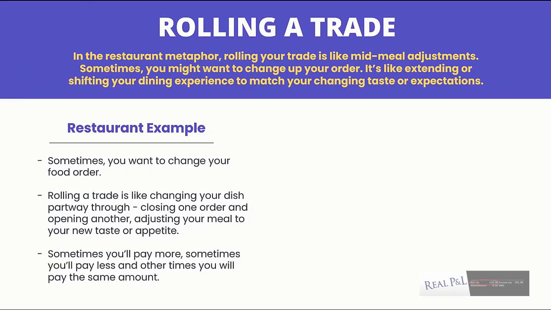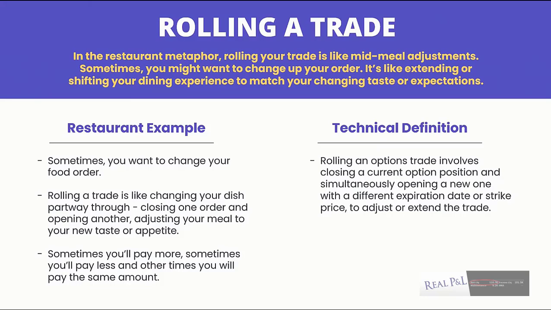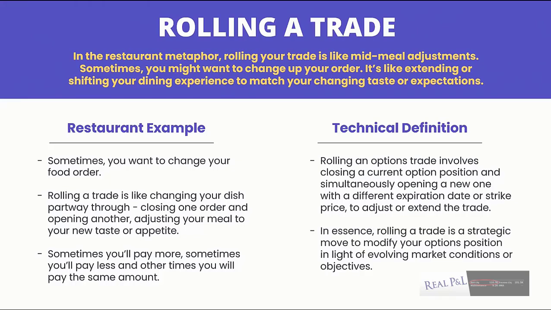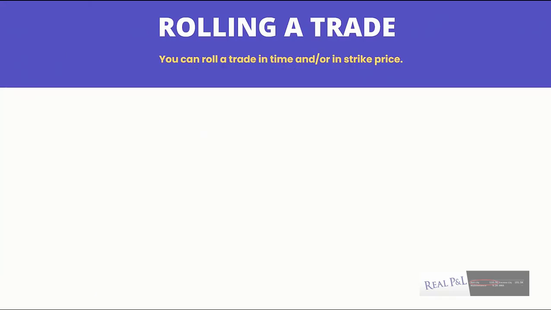Sometimes you'll pay more, sometimes you'll pay less, and other times you'll pay the same amount. The technical definition: rolling an options trade involves closing a current options position and simultaneously opening a new one with a different expiration date or strike price to adjust or extend the trade. In essence, rolling a trade is a strategic move to modify your options position in light of evolving market conditions or objectives. You can roll a trade in time or in strike price.